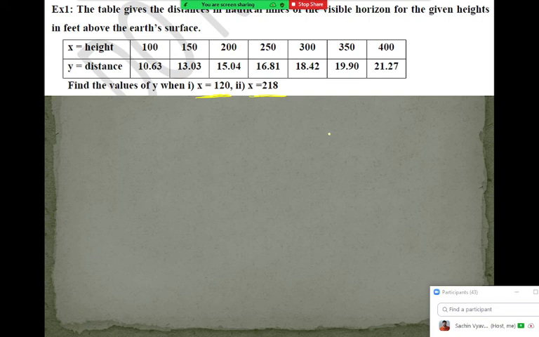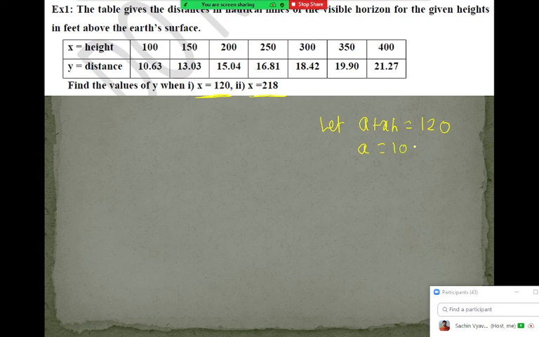120 itself. Correct. Where we have to find the function value, that should be a plus xh. So we can start like this: let a plus xh be 120. Now what is a and what is h? a is 100, h is 50. Very good. So why is a 100?